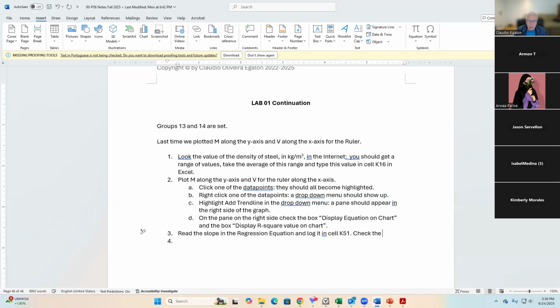Check the percentage difference value. Okay. Then what do we have to do? Repeat steps 2 and 3 for the vernier caliper and the micrometer.